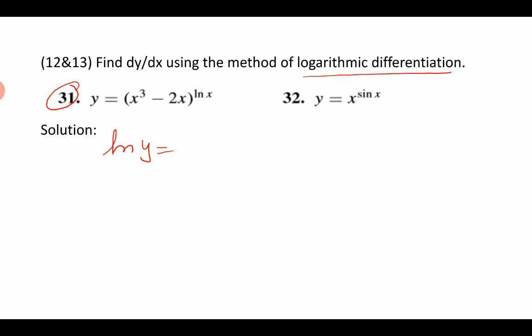ln y is equal to, so this power will come in front, ln x. I skipped one step. ln x into ln of x cube minus 2x. Taking ln on both sides and using the power rule of ln, you will get this one. When you differentiate, it will be 1 over y times y prime.